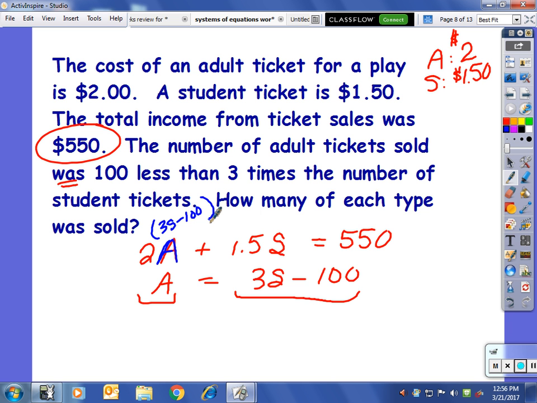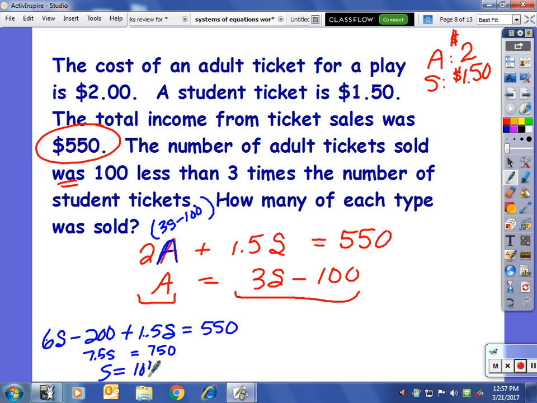So I'm going to rewrite that new equation down here. That's going to give me 6s minus 200 plus 1.5s equals 550. And now this equation has nothing but students in it now. 6s plus 1.5s, that's 7.5s, right? What do I do with that minus 200? Add 200 to both sides, and you're going to get 7.5s equals 750. What's $750 divided by $7.50?